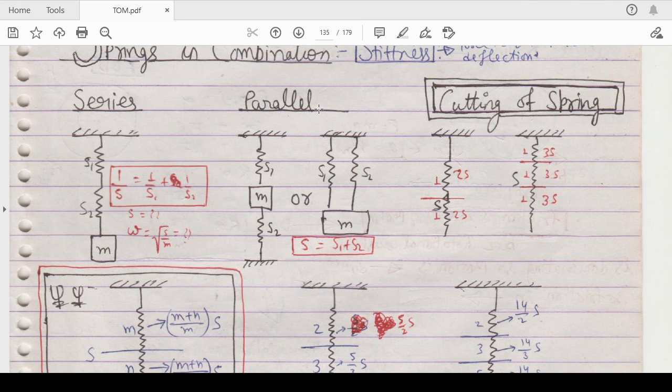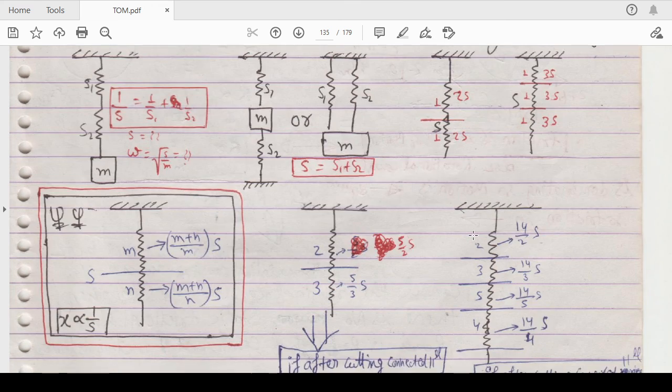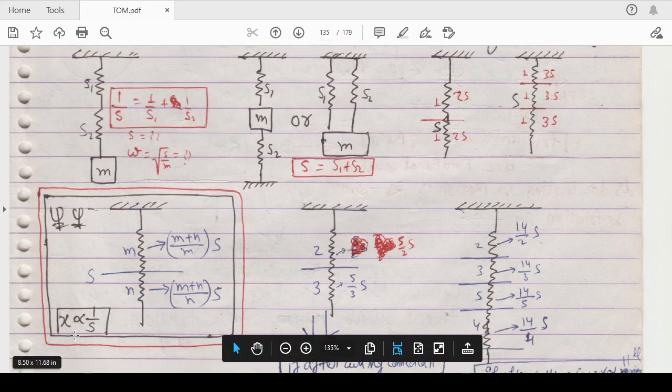If the springs are in parallel, the combination can be depicted by these two systems, like one spring, then mass, then spring, or two springs in parallel attached to a single mass. The overall stiffness of this system will be S1 plus S2. If a spring is cut into equal parts, divided into two parts, it will be 2s and 2s. If divided into three parts, it will be 3s, 3s and 3s, because this becomes a series. Deflection is inversely proportional to stiffness.